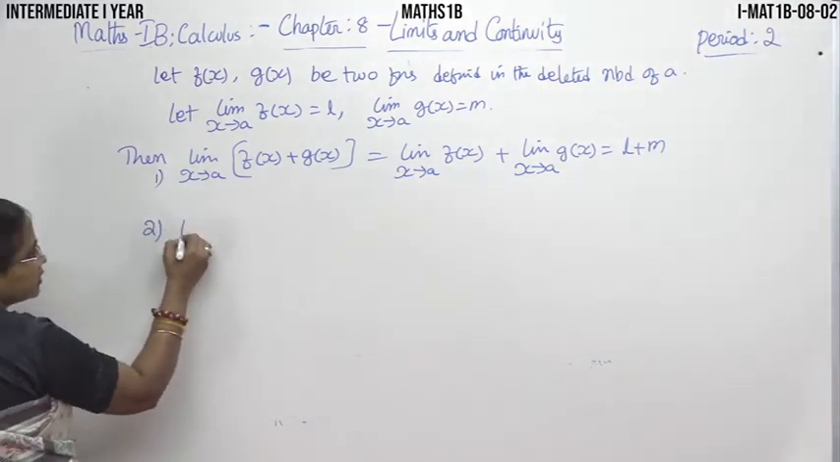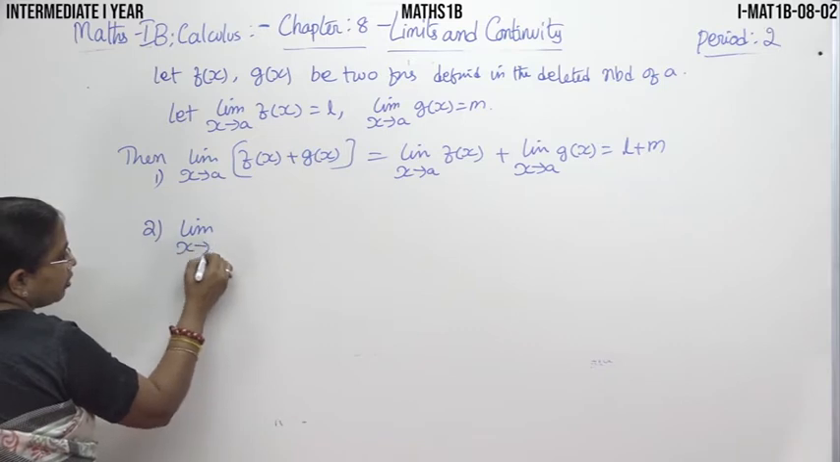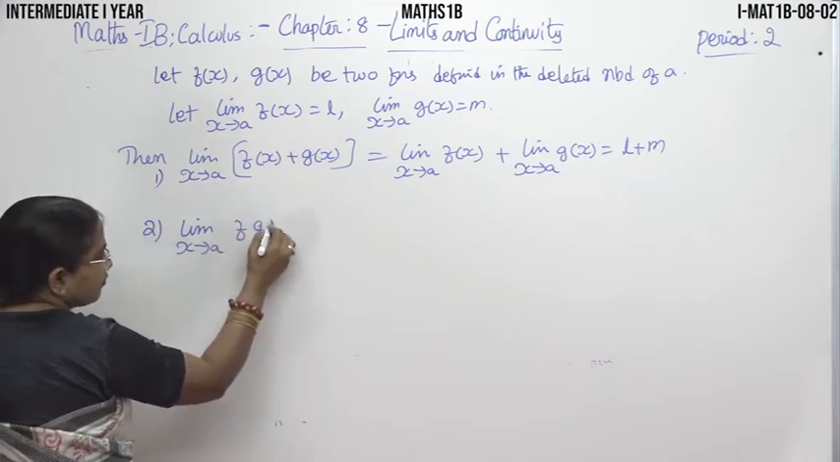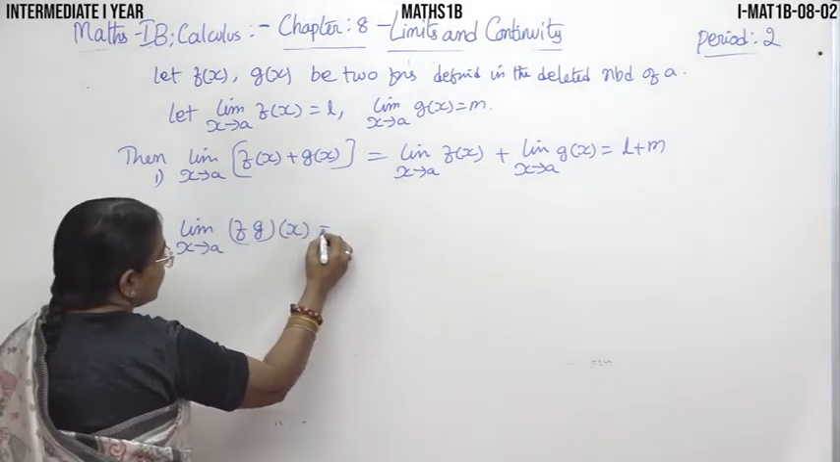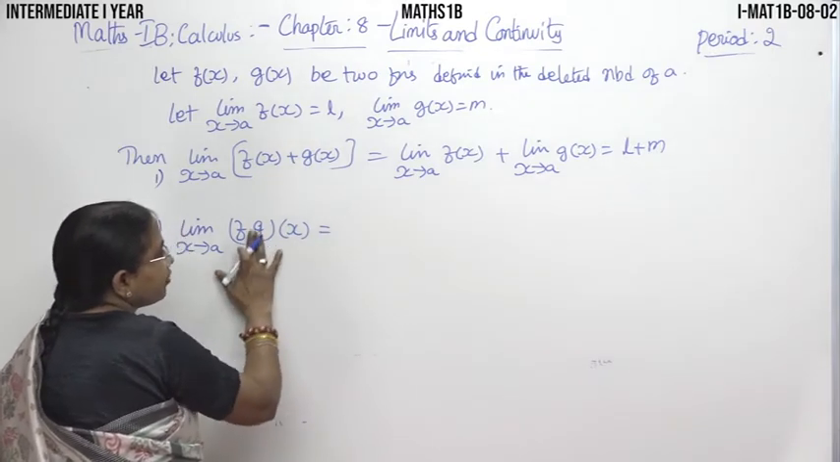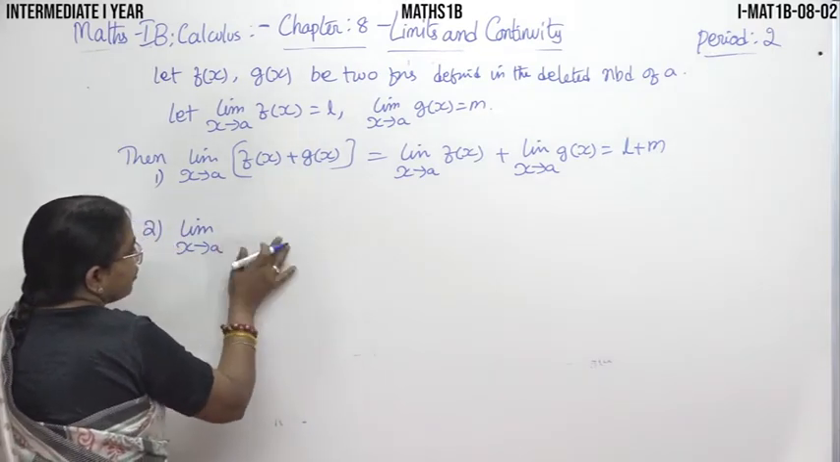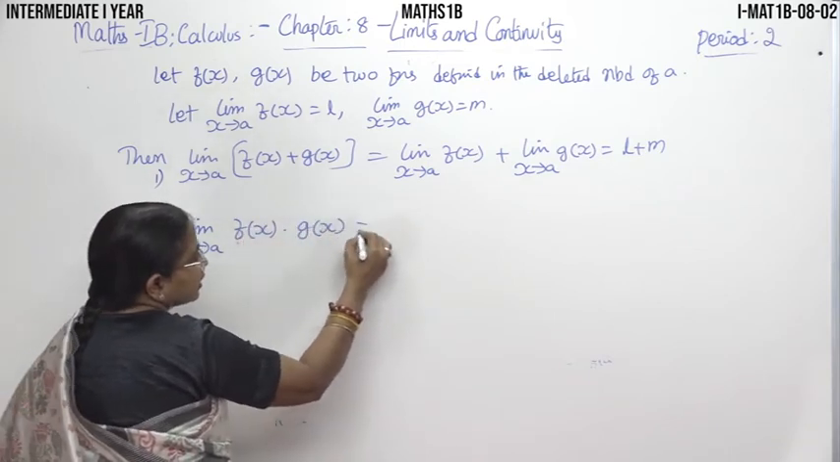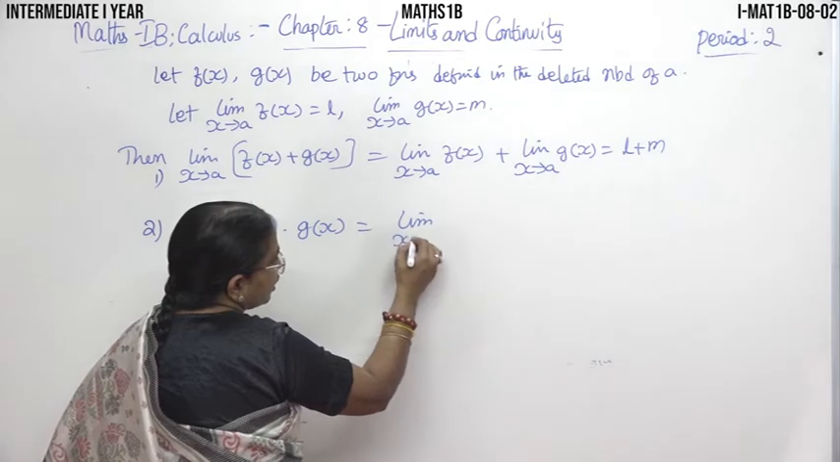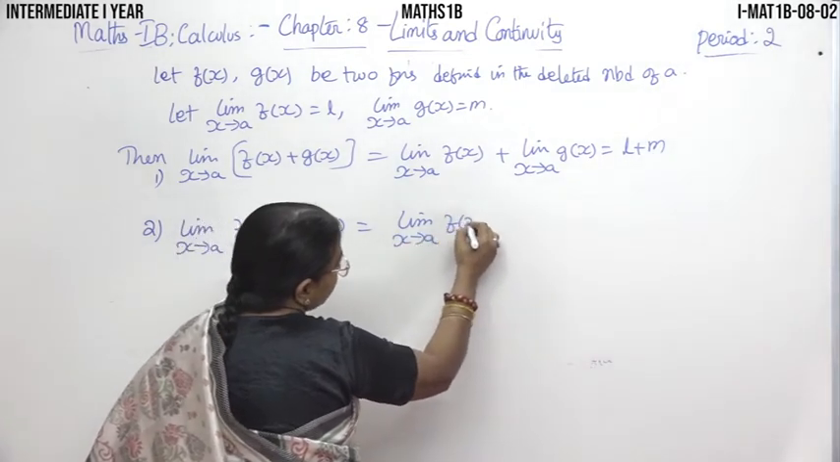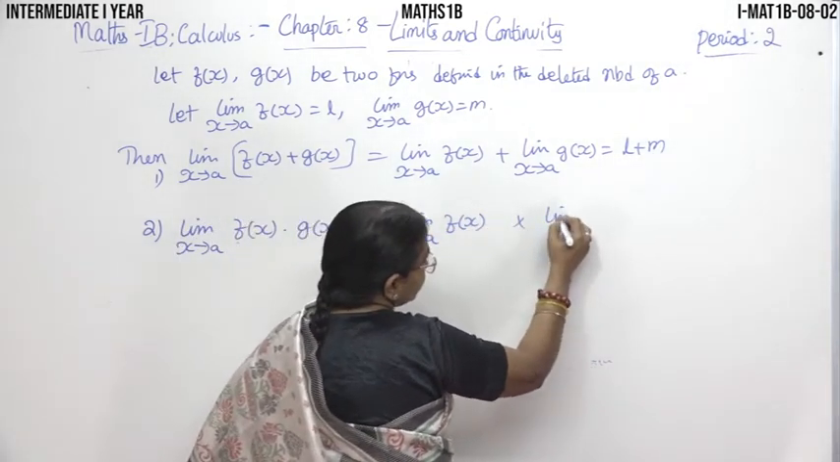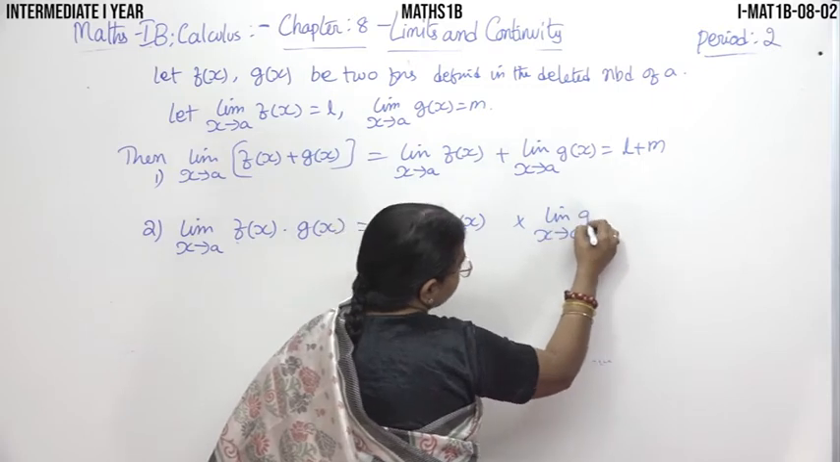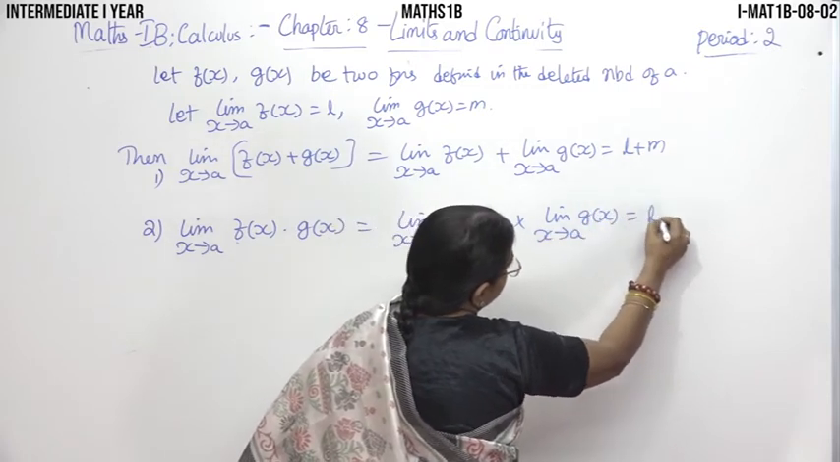Now the second one is the limit as x tends to a of f g of x. f g of x means f of x into g of x. I can write this as the limit as x tends to a of f of x into the limit as x tends to a of g of x. So that is equal to L into m.